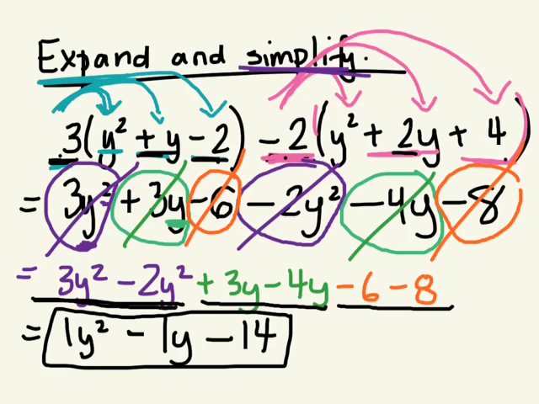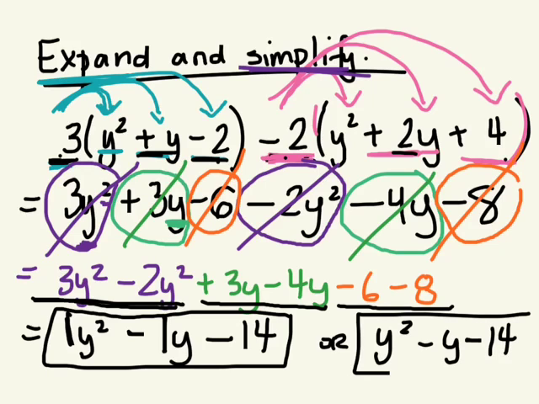We could rewrite this without putting the ones. Okay, doesn't matter. y squared minus y minus 14 is the same thing. And I know it's simplified because I have 3 terms that are unlike. I can't combine those. I can't make it any shorter.